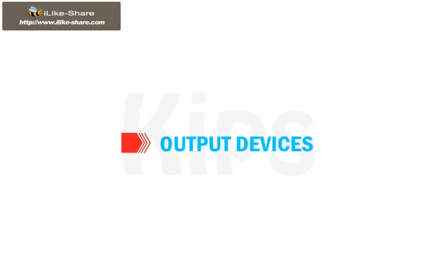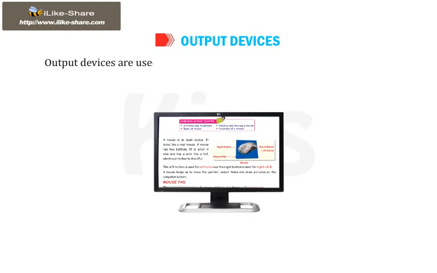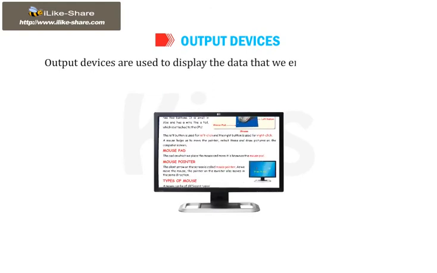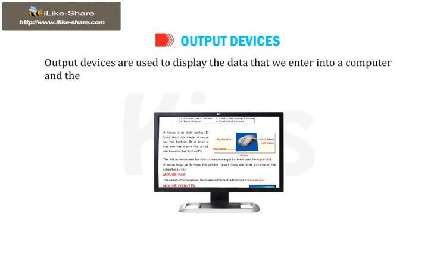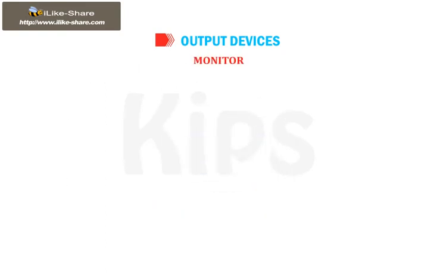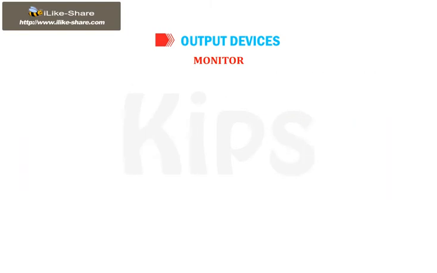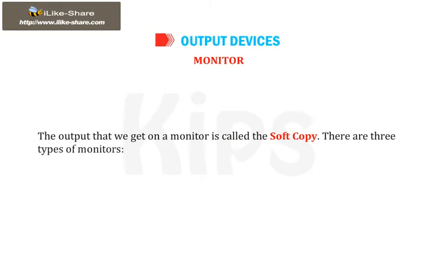Okay, now let us learn about output devices. Output devices are used to display the data that we enter into a computer and the results that we get after processing. Monitor. The most common output device is the monitor. It looks like a television. The output that we get on a monitor is called a soft copy. There are three types of monitors: CRT monitors, LCD monitors, and LED monitors.